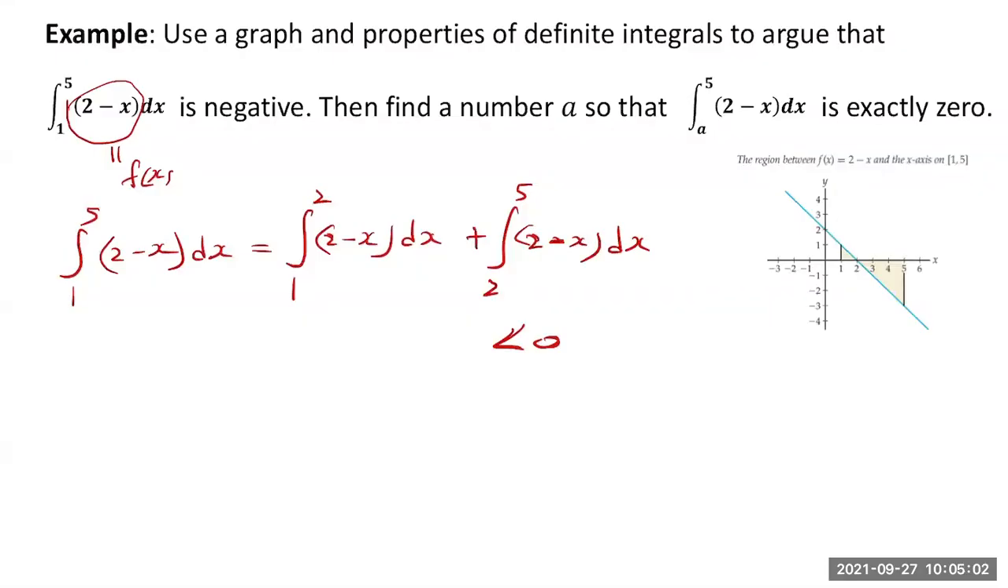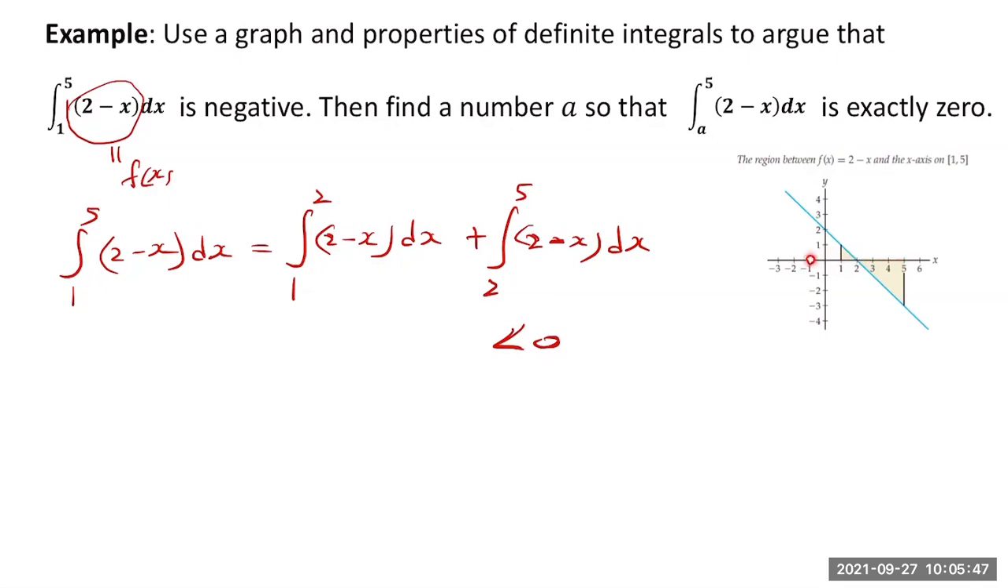All right, next, how do we find a number a such that the definite integral of 2 minus x from a to 5 is exactly 0? Well, if you want your definite integral to be 0, that means on the interval a to 5, the area above the x-axis should be the same as the area below the x-axis. That means you need to find your a somewhere to the left of 5, so that the area above the x-axis is the same as the area below the x-axis.